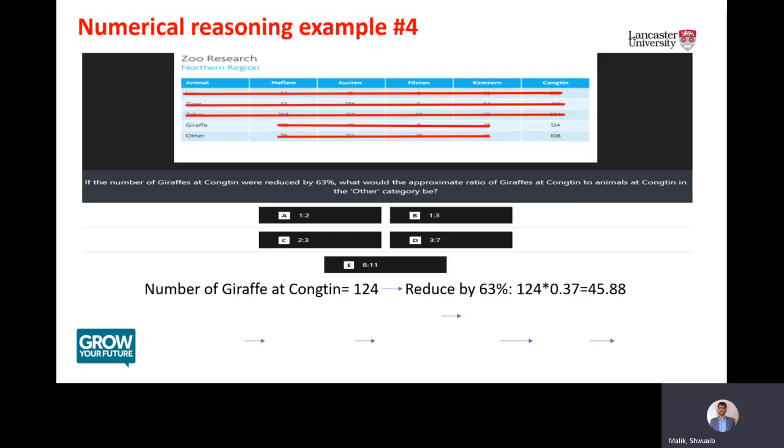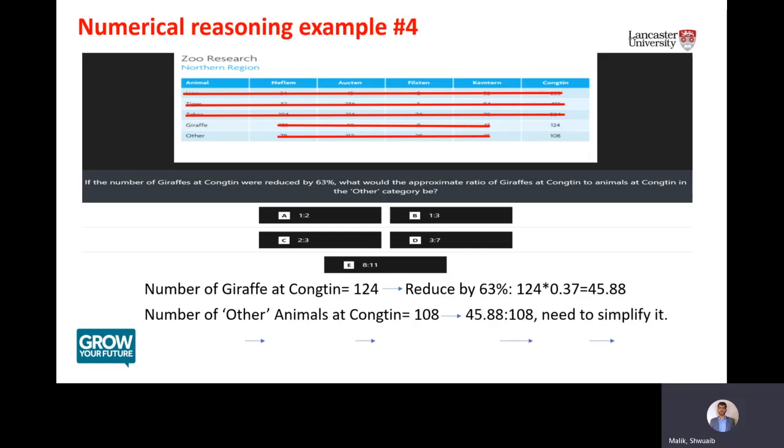Again, if we wanted to reduce by 5%, let's say, it would be 124 times 0.95, because we would have to do 1 minus 0.05, which gives us 0.95. So it's always going to be a 0 point something if you're reducing. And the number that's going to be after the 0 point is determined by doing 1 minus the number you want to reduce by. In this case, it's 63. So that leaves us with 45.88 giraffes.